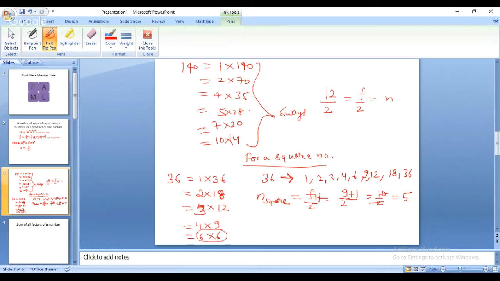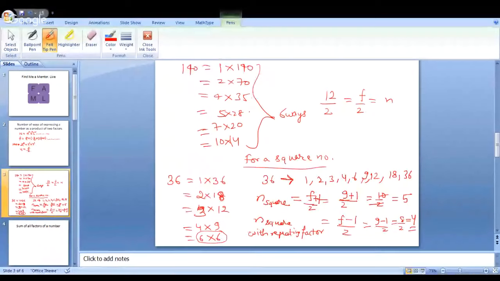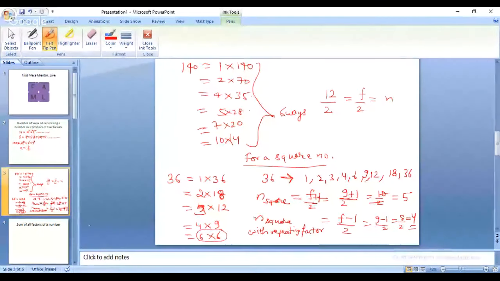And if we need to write it without the repeating numbers, the formula for a square without repeating or same factors would be (f minus 1) upon 2. We cancel 6 into 6, so we are left with 1, 2, 3, and 4. So we will have 9 minus 1 upon 2, which is 8 upon 2, which is equal to 4. 4 will be the answer, right? So how are we getting that? You got that?